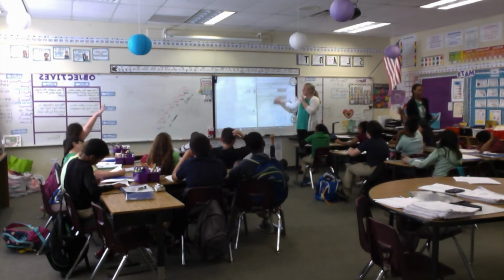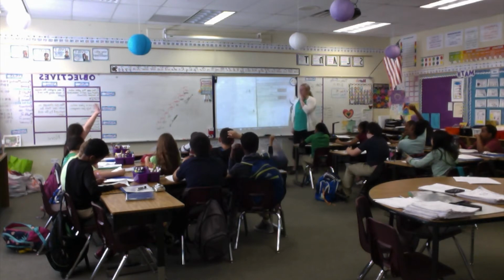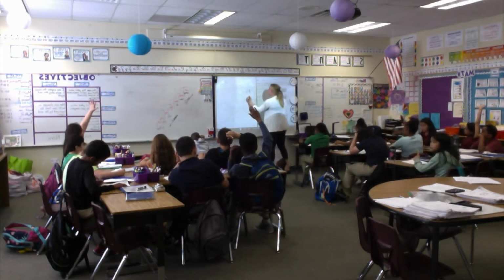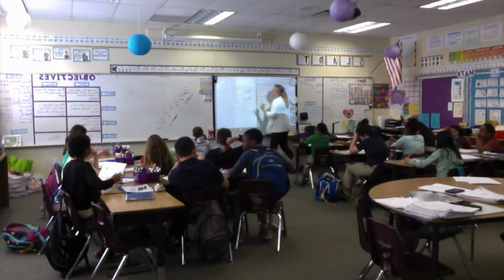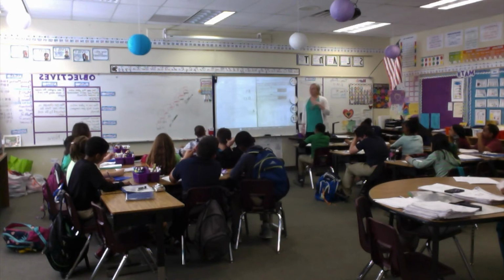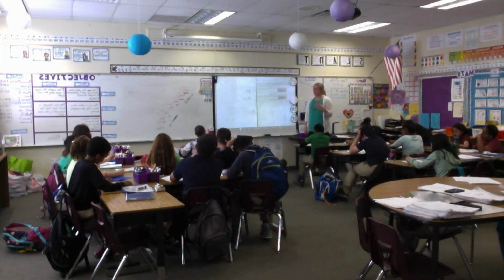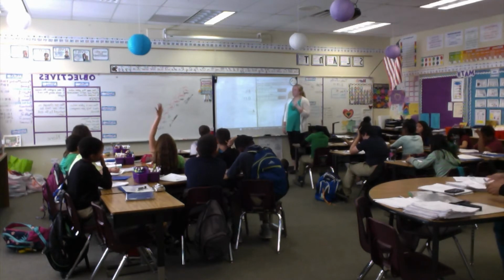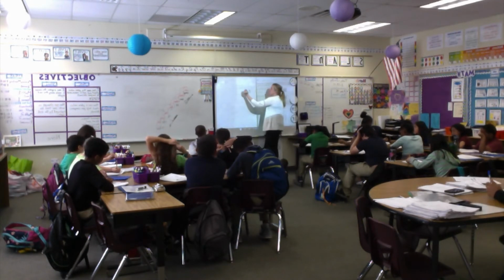If these are each a tenth, these are each a tenth. 0.27. If I messed up by putting the fraction there, that was incorrect. If I were to make these into a fraction, what would they be? Yes, Jasmine. 3 tenths.